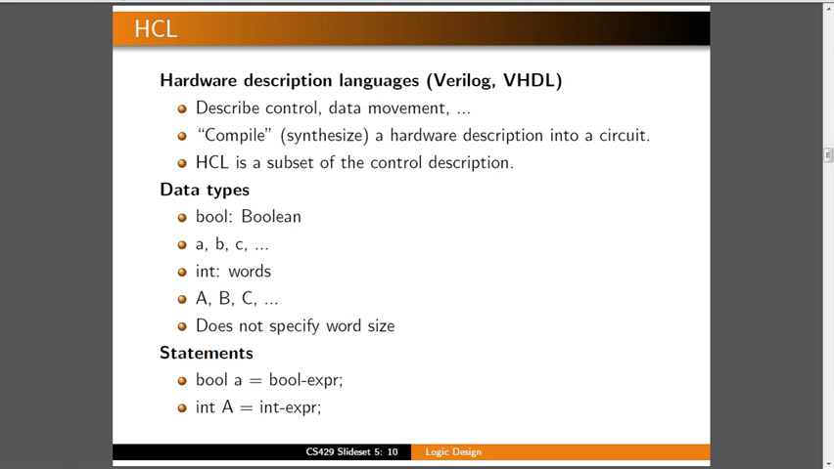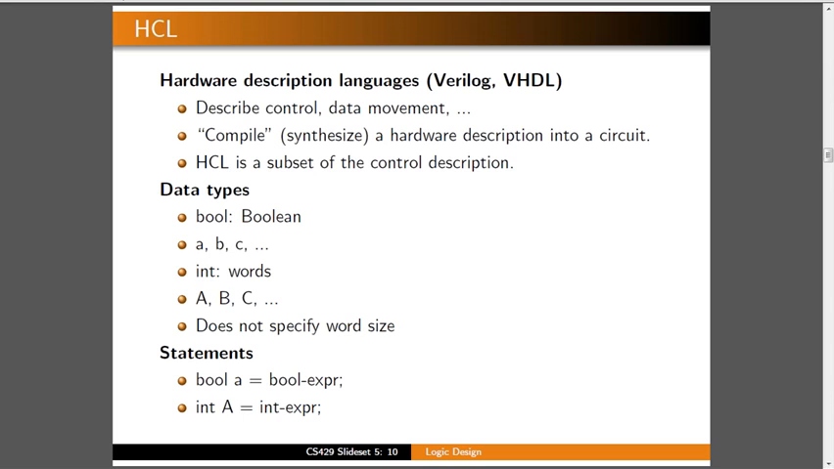This is the same as other hardware description languages, that is Verilog and VHDL, which describe control and data movement. So a hardware description language defines the control as well as the data movement. Next, compile a hardware description into logic. So HDL is used for compiling the hardware description into the circuit, meaning forming the circuit by using commands or equations. Then next, HCL is a subset of the control description. Subset means a similar version of the control description, that is HCL.